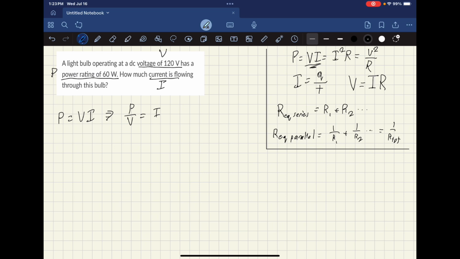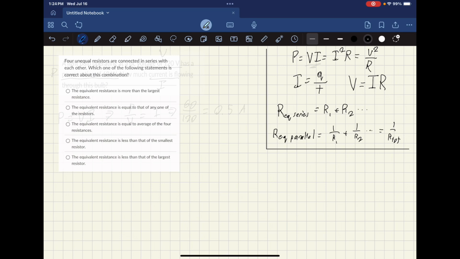Power, let's see, is 60. Voltage is 120. So we get 60 over 120. And then that should be 0.5.